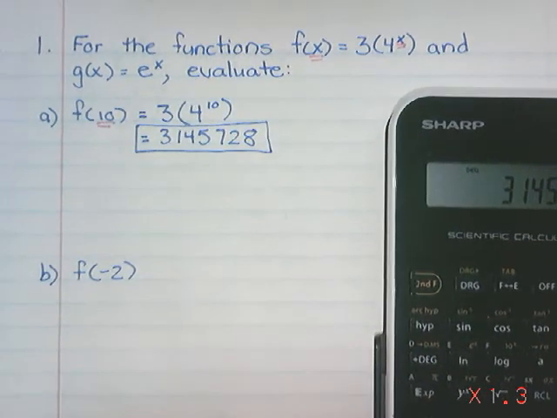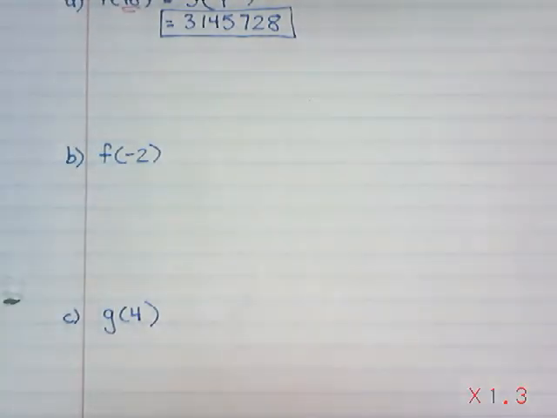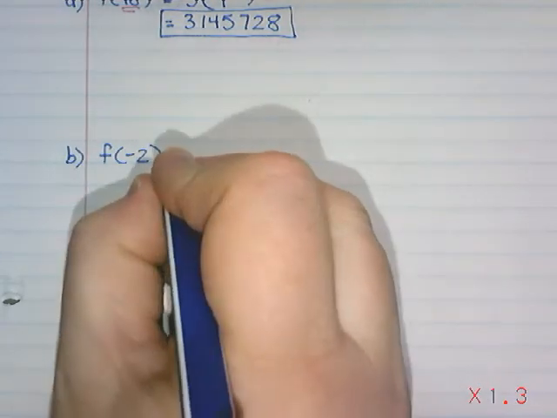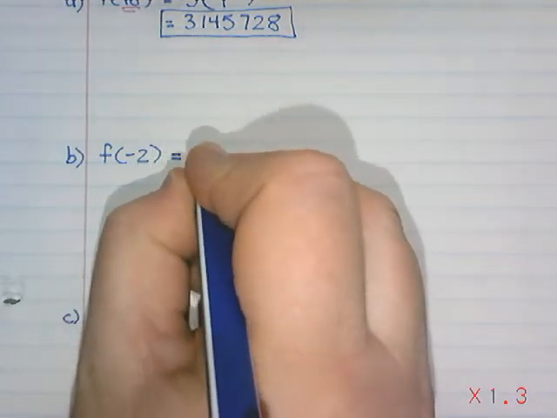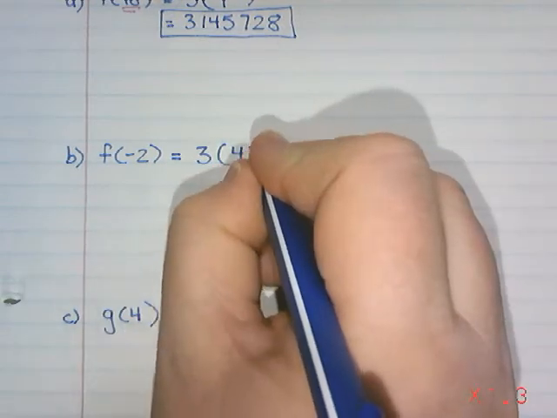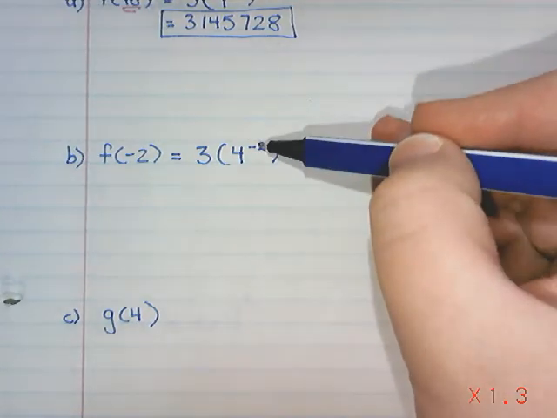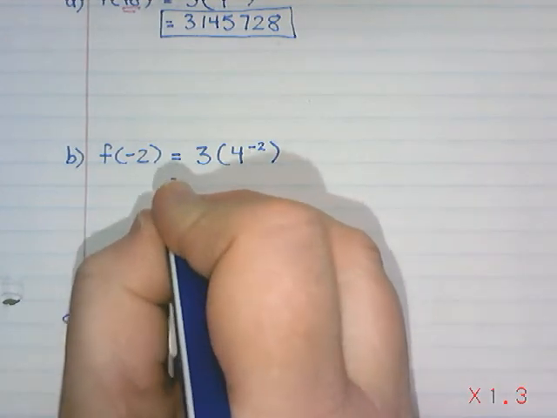Our second question says f at -2. For this question, everywhere I see an x in our equation, we are going to put in a -2. So this is going to be 3 times 4 to the power of -2. Next to this question, it does ask for it to be a fraction, so I do not just want to put it in my calculator and get a decimal. A negative exponent makes a fraction.